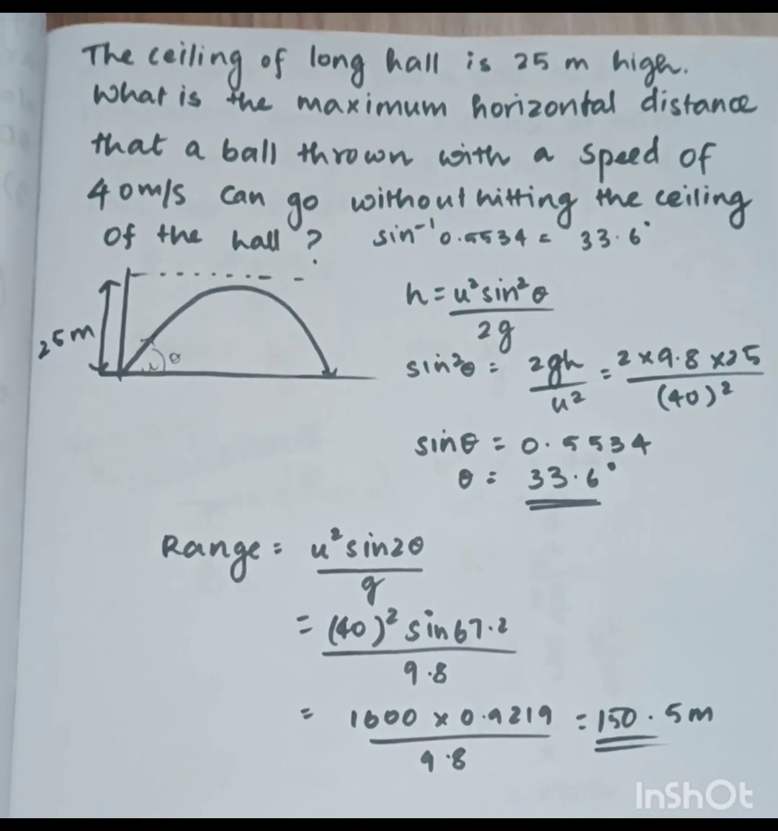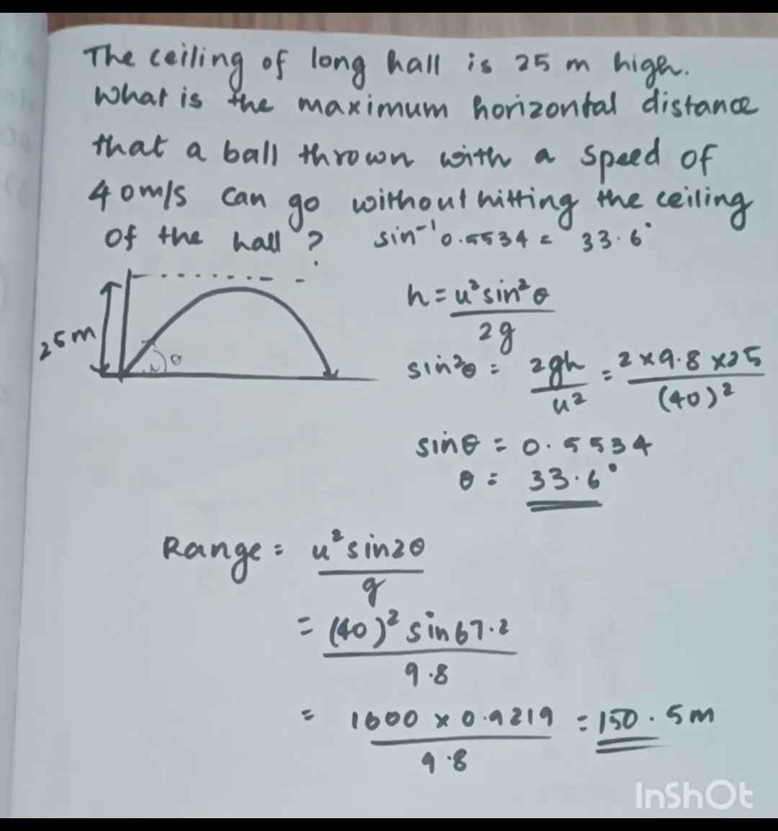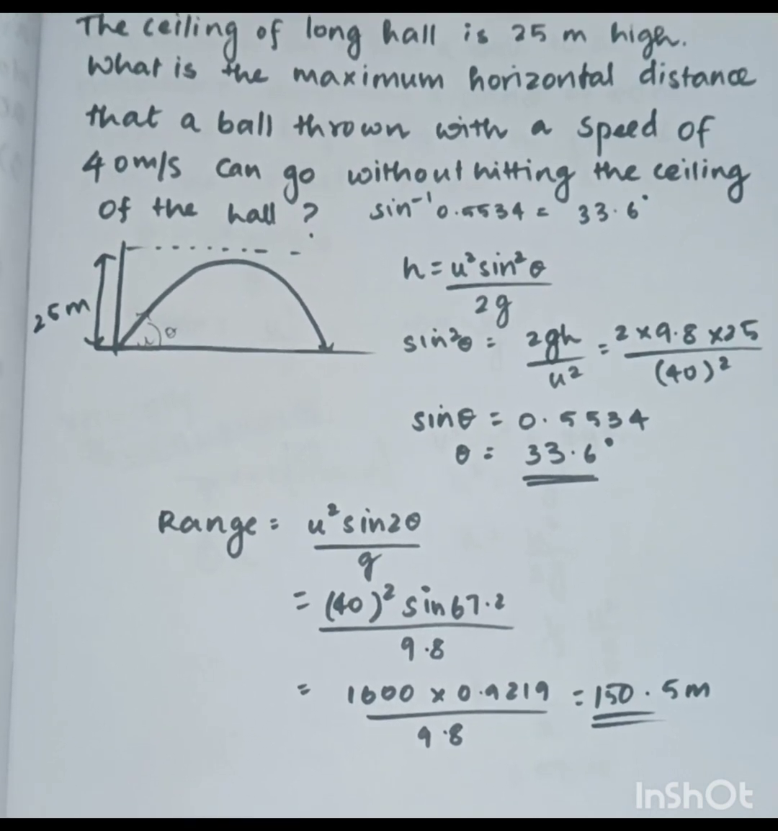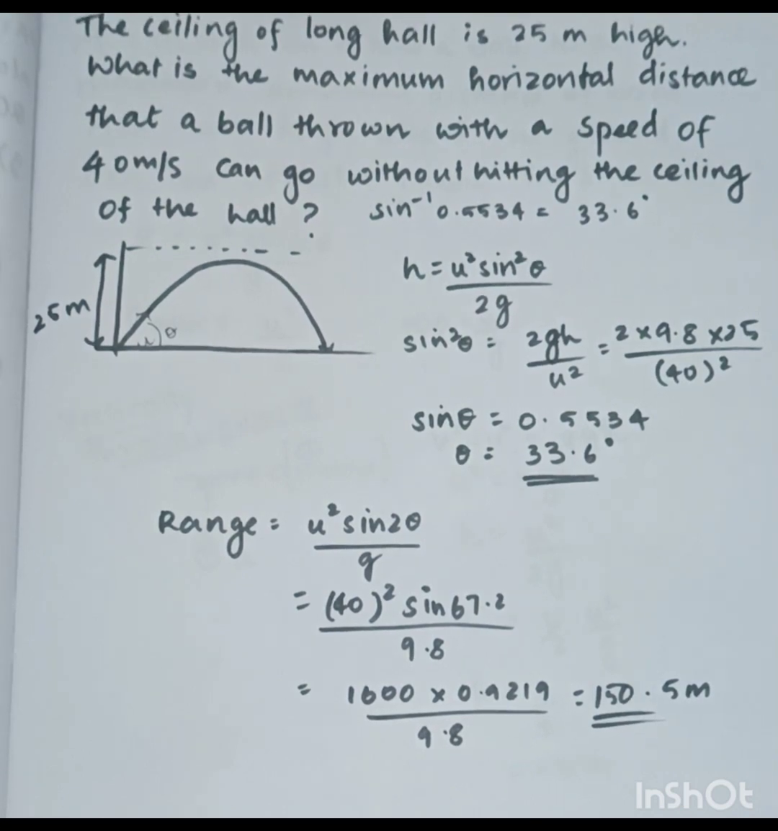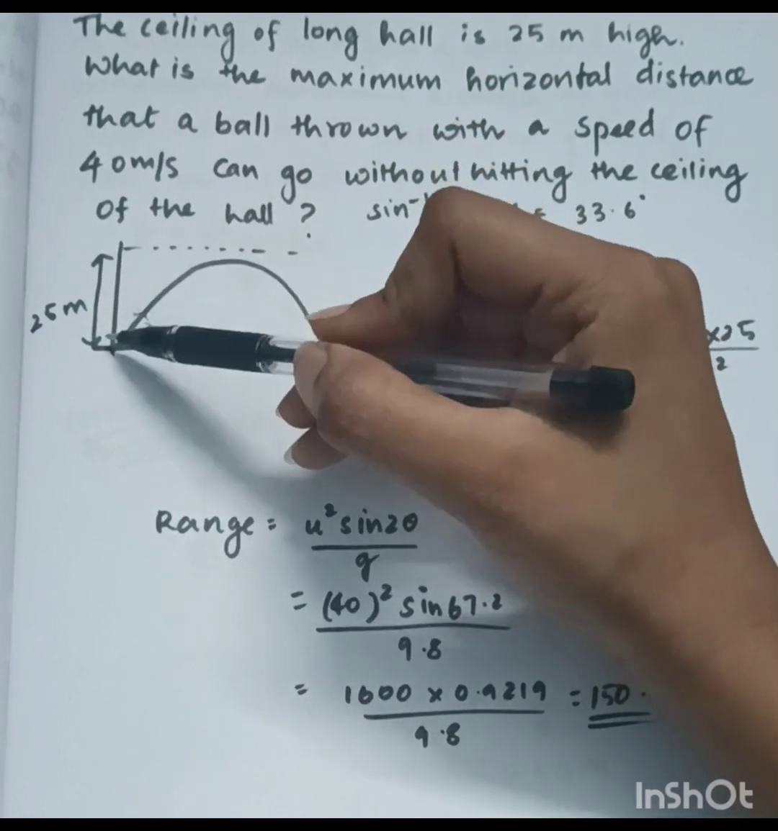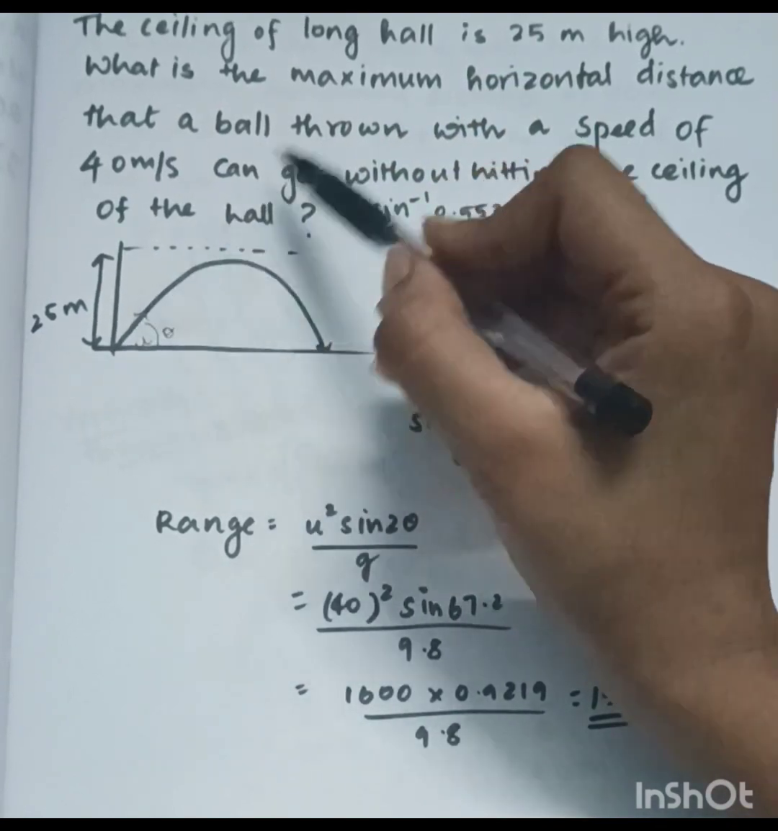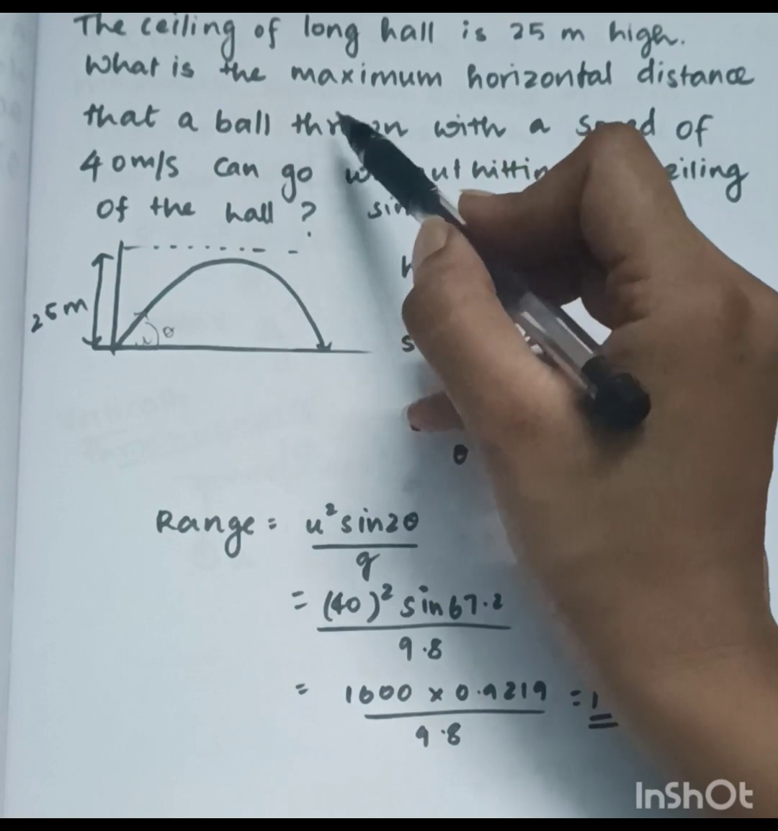The ceiling of a long hall is 25 meters high. What is the maximum horizontal distance that a ball thrown with a speed of 40 meters per second can go without hitting the ceiling of the hall? So what have they given? This is the ceiling. It is 25 meters high.